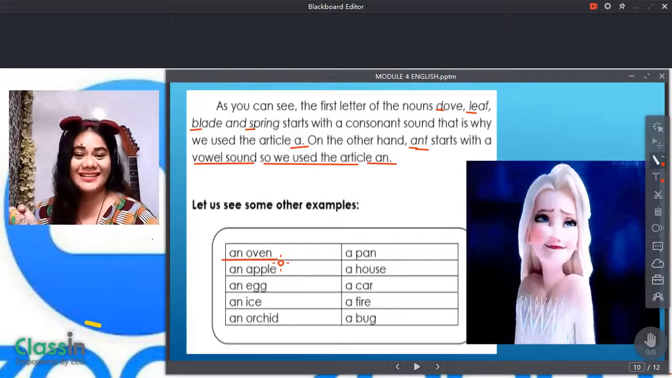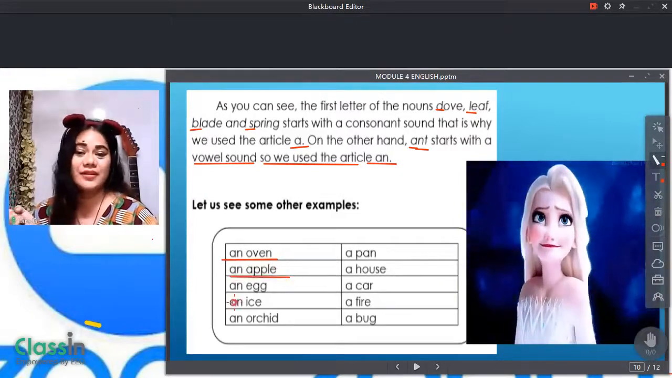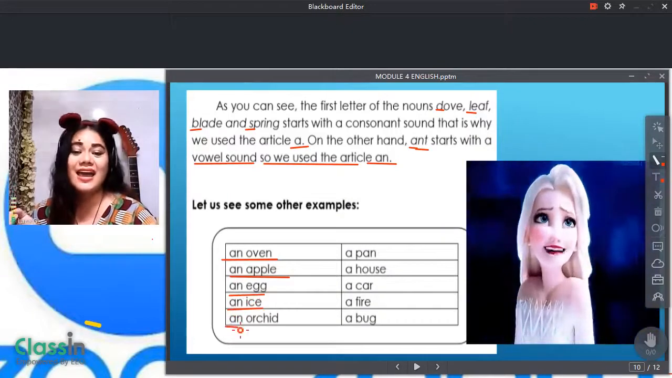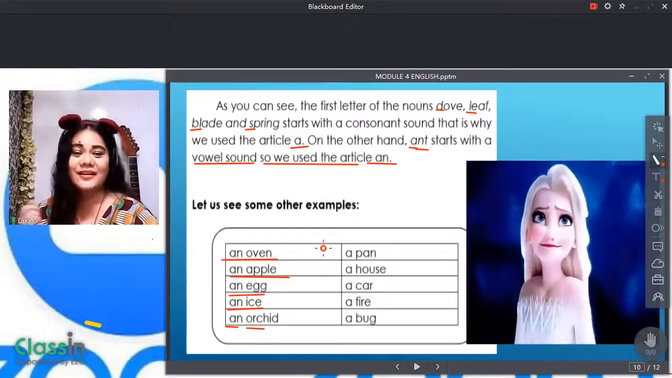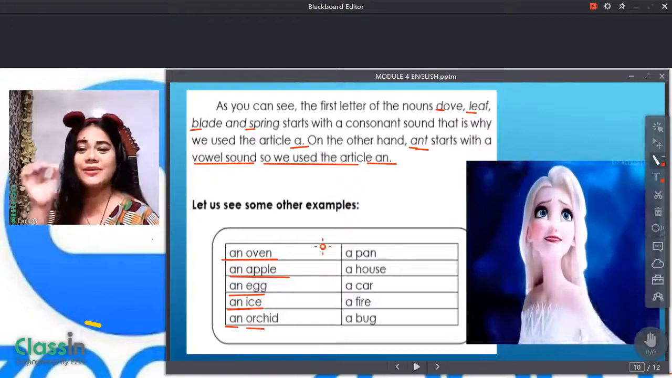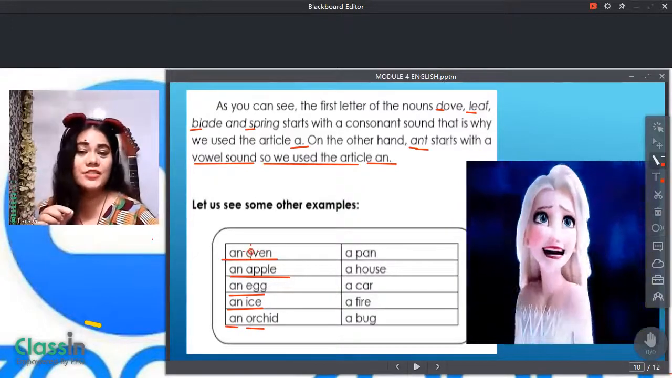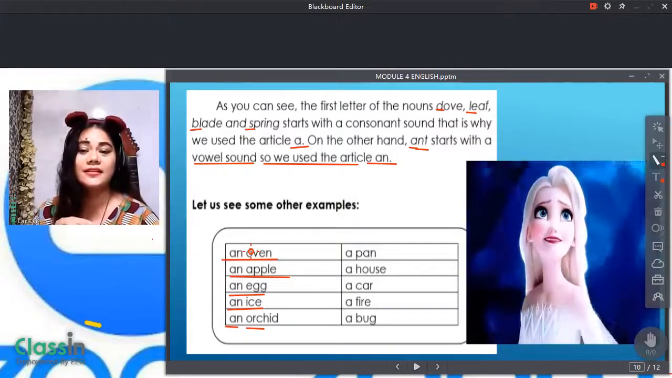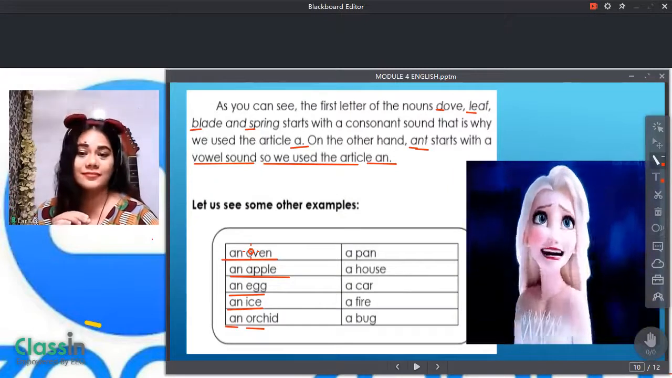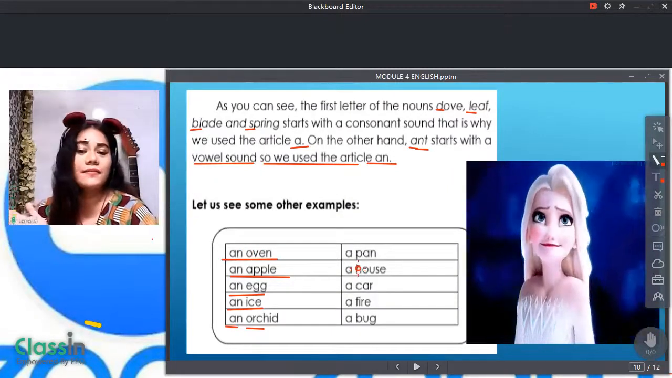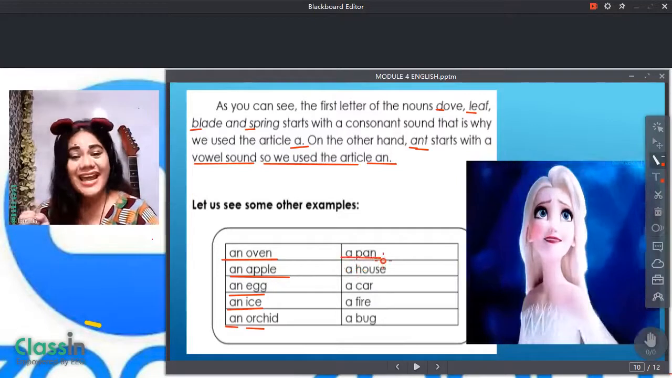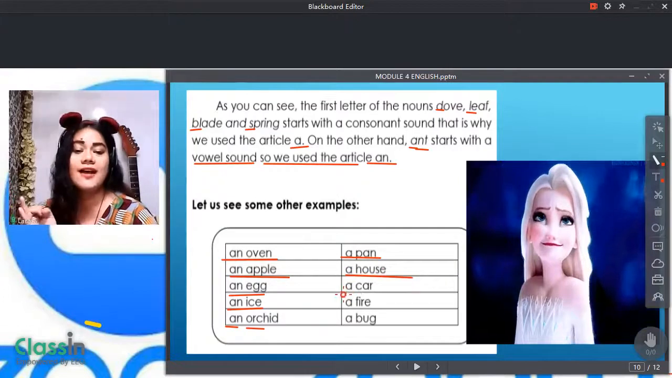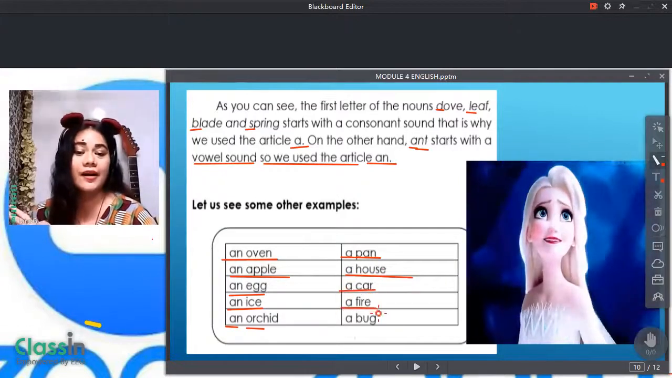An oven, an apple, an egg, an ice, an orchid. And again, we use an if the word starts with a vowel sound, A, E, I, O. What about these words? A pen, because p is a consonant. A house, a car, a fire, a bug.